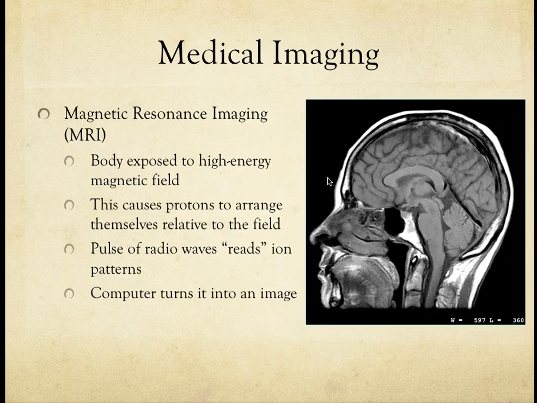When we're looking at MRIs, this is really interesting. So it is what it states. Basically the body is being exposed to high energy magnetic fields. And if you've ever been in one of these machines, it sounds like it just makes all this noise at you, right? Basically, the magnetic field is so high that the protons in your body actually arrange themselves relative to the field. Then the machine pulses radio waves that it can then read the patterns of these ions. The computer can interpret that and turn that into an actual image.